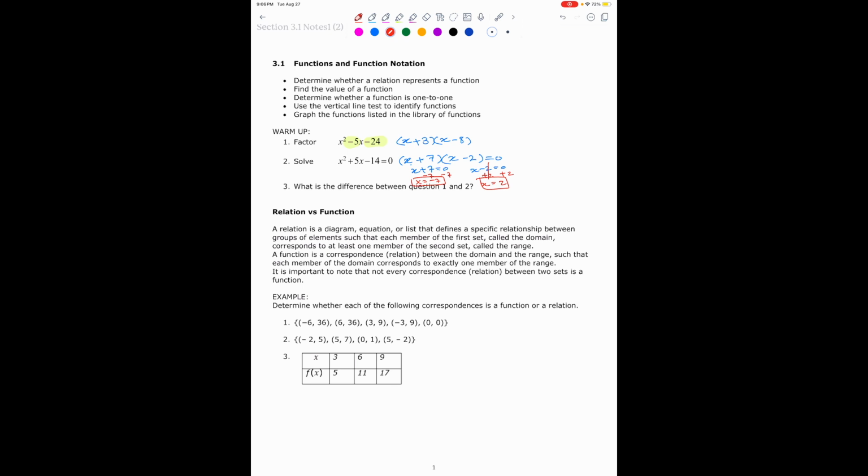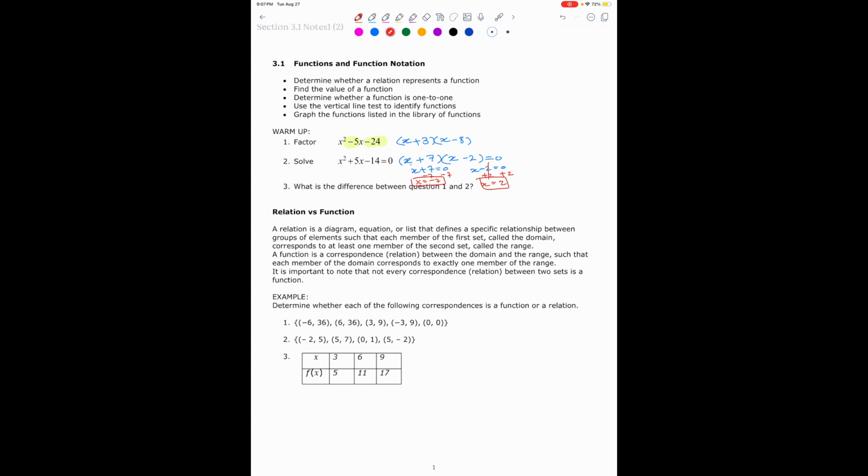What is the difference between question 1 and 2? Question 1 is basically an expression. So all we did there is factor that expression. Question number 2 is an equation, which means we will need to solve that equation fully, meaning we need to figure out the value for x that makes the equation true.